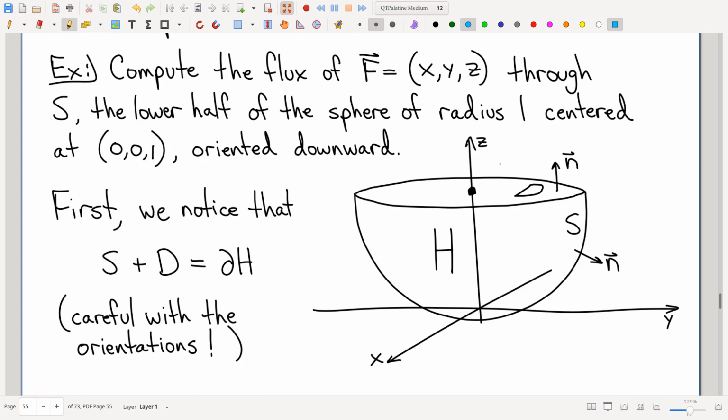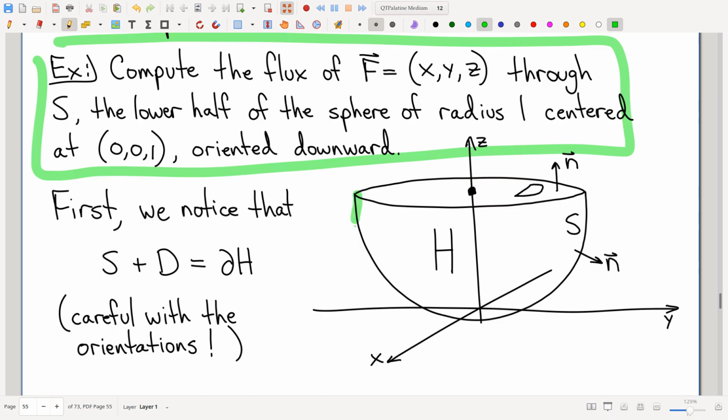So here we have a new example question, and the question says we're looking at this surface right there. Again, not closed. This surface is part of the sphere. This top face here is not part of the sphere, so this top face is not included. This is not part of our surface S. And it's through that surface S that we want to compute the flux of some vector field. Everybody see the question?